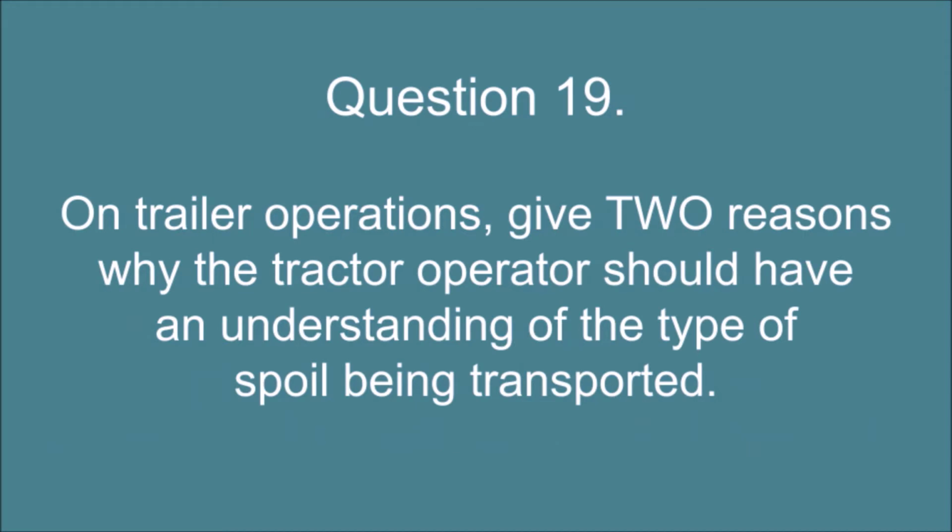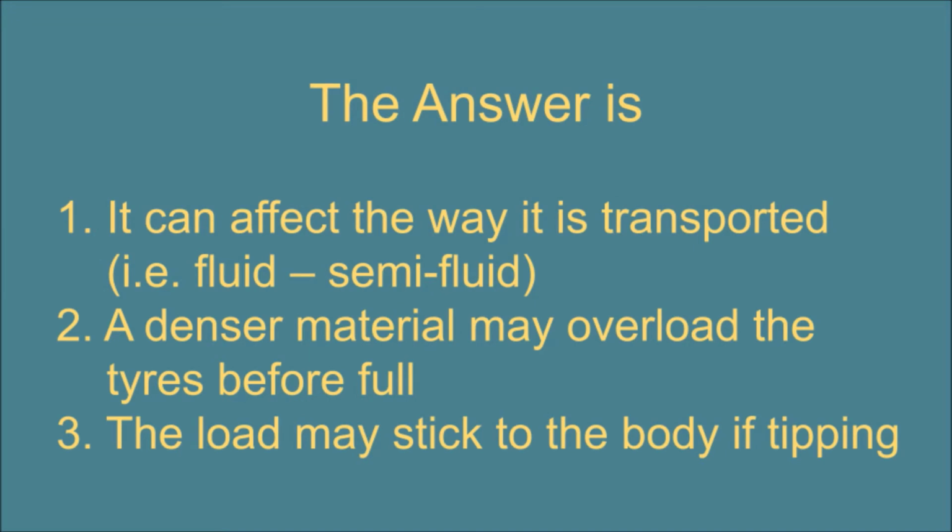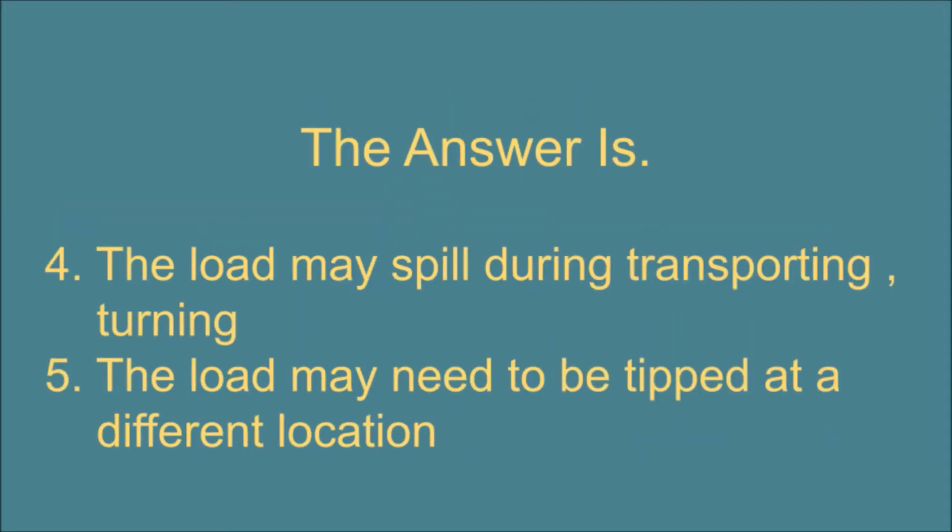Question 19. On trailer operations, give 2 reasons why the tractor operator should have an understanding of the type of spoil being transported. The answer is 1. It can affect the way it is transported, i.e. fluid, semi-fluid. 2. A denser material may overload the tires before full. 3. The load may stick to the body if tipping. 4. The load may spill during transporting or turning. 5. The load may need to be tipped at a different location.